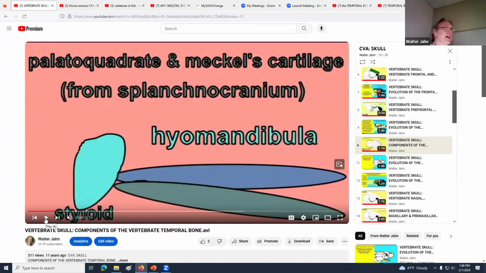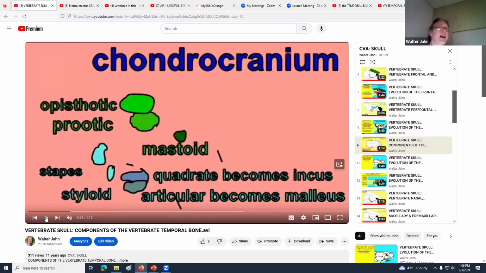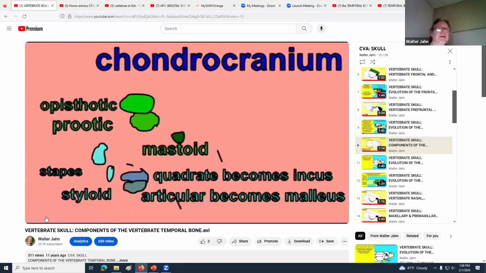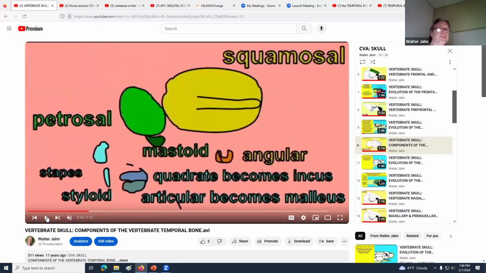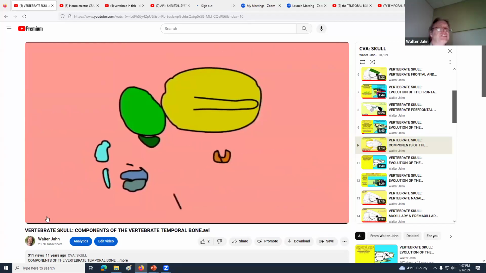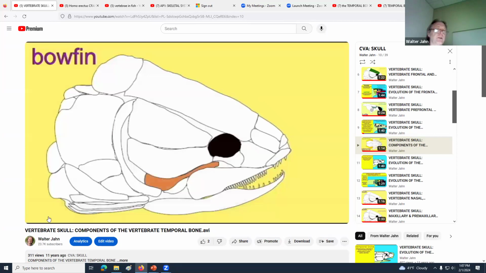Because the fish, the amphibians, the reptiles, the earlier mammals, they didn't have a temporal bone. They had lots of little elements, some coming from the splanchnocranium. So let's label them here. Some coming from the chondrocranium. Let's label them there. Some from the dermatocranium. Here come these. All of them then smushed together to make the one single temporal bone and the little bones inside that hole that I'll get to.